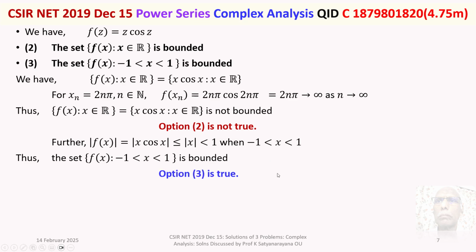And how many options are true? Options 1, 4 and 3. Option 2 is not true. So the answer to this question is options 1, 3 and 4. That is the detailed discussion of the solution of this problem.